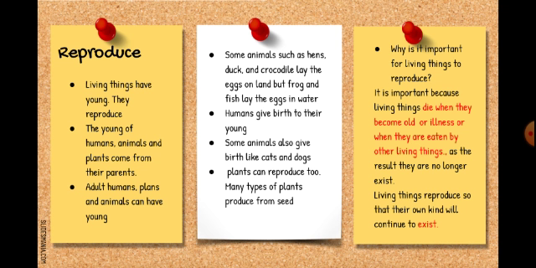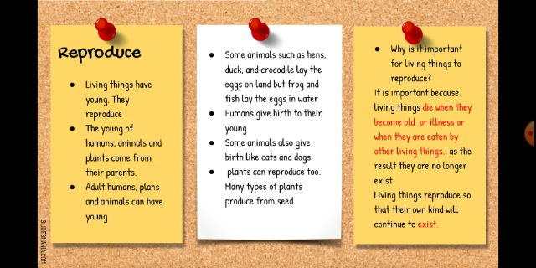Okay, reproduce. Living things have young. They reproduce. The young of humans, animals, and plants come from their parents. Adult humans, plants, and animals can have young. Some animals, such as hens, ducks, and crocodiles, lay eggs on land, but frogs and fish lay eggs in water. Humans give birth to their young. Some animals also give birth, like cats and dogs. Plants can reproduce too. Many types of plants reproduce from seed.